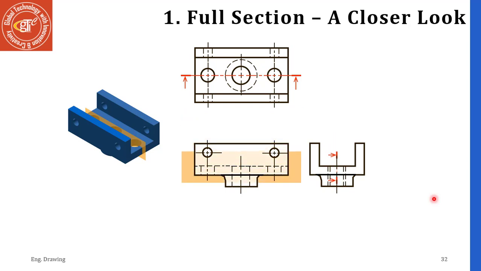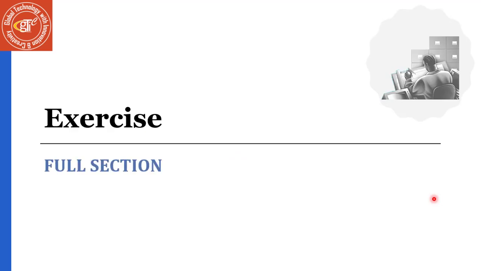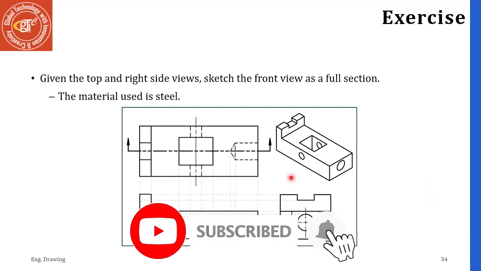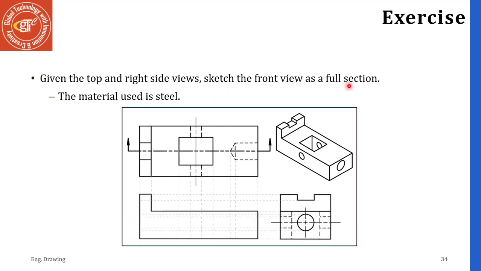It's a closer look related to the full section view. Exercise related to full section view. Given the top and right side view, sketch the front view as a full section, and the material used for it is steel. इस फिगर के अंदर आप देखें यहाँ पे टॉप व्यू के अंदर सेक्शन लाइंस को ऐड किया गया है. एरो की डायरेक्शन अप साइड है. So this portion will be removed.